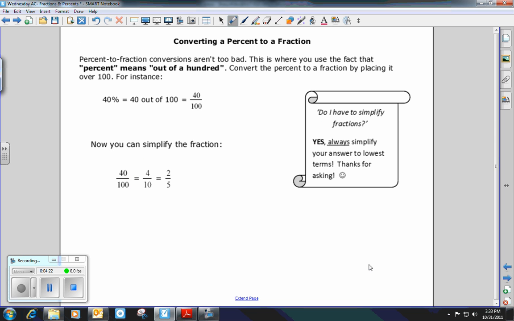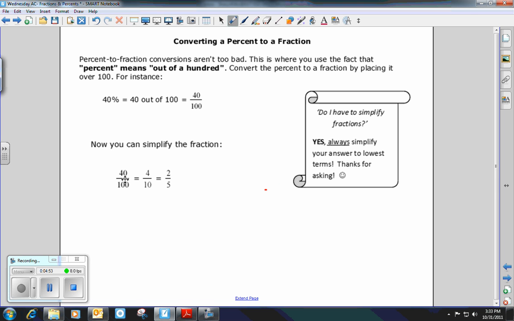Now let's talk about converting percents back to fractions. So percent to fraction conversions aren't too hard. We want to use the fact that percent means out of 100 when we're taking percents and making fractions out of them. So to convert a percent to a fraction, we're just going to place our percent number over 100 and remove the percent sign. So for example here, 40% means 40 out of 100. So you're going to put 40 over 100 for your fraction.